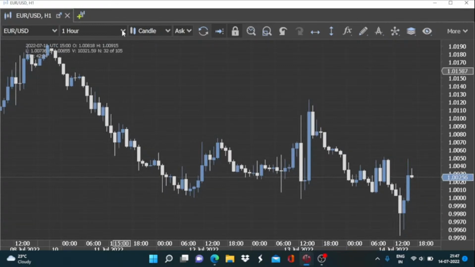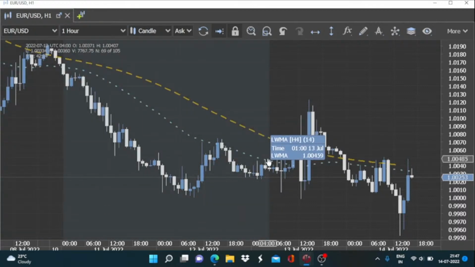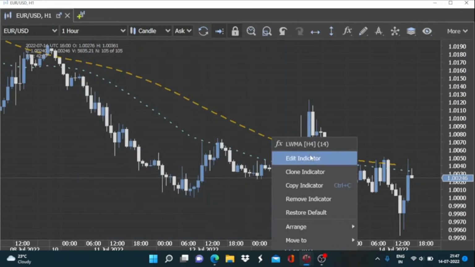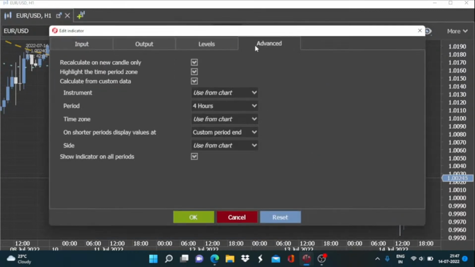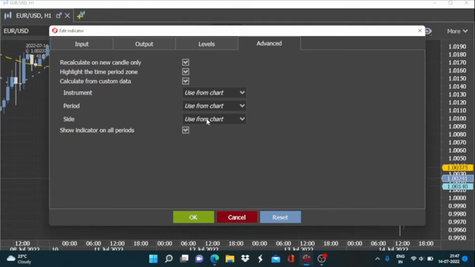Now let me change it to 4 hourly. So we have got this new plotting now, where the calculation is dependent on the 4 hourly formation, whereas this original chart is of the hourly time frame. All right, so this is the customization. Now I will make it back to use from chart. And on the spread side, the ask and bid, there are these two options. You can opt for use from the chart, or you can keep it fixed at ask or bid side.